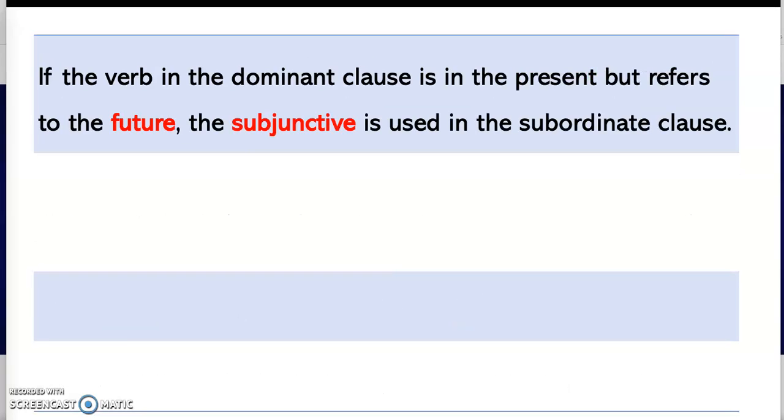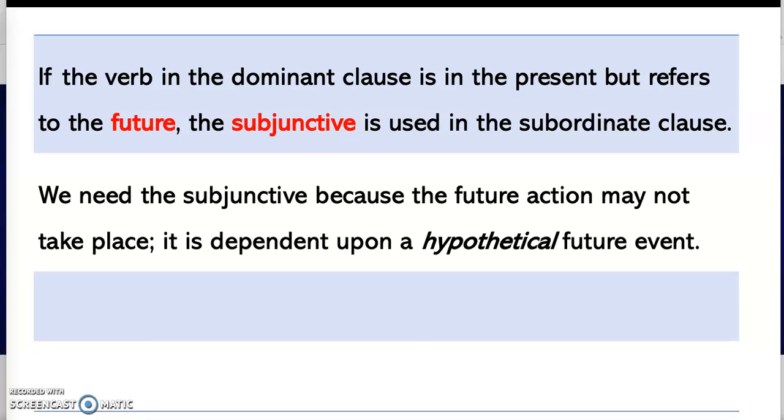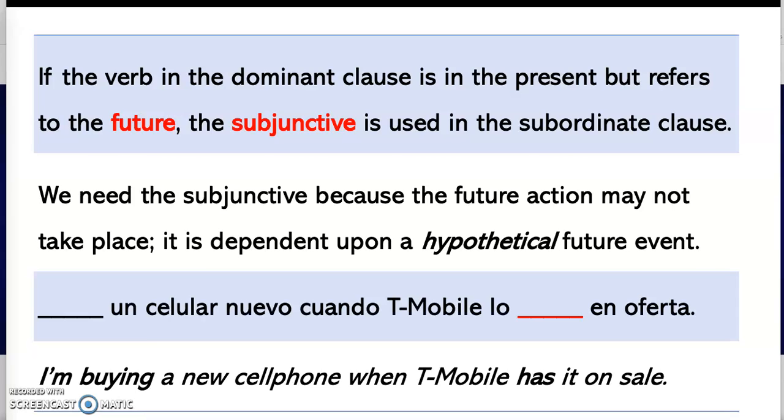If the verb in the dominant clause is in the present tense, nevertheless referring to the future, we're going to use the subjunctive in the subordinate clause. We need the subjunctive because the future action may not take place. It is dependent upon a hypothetical future event.